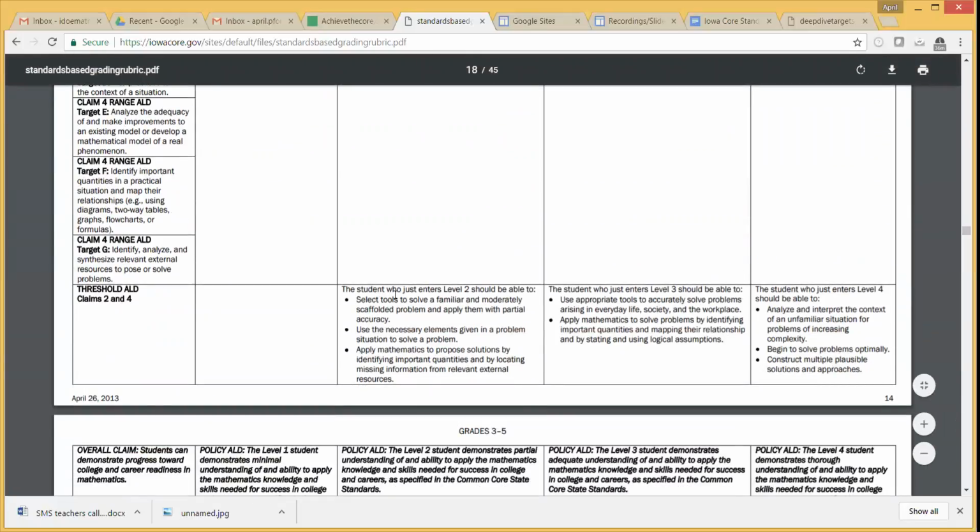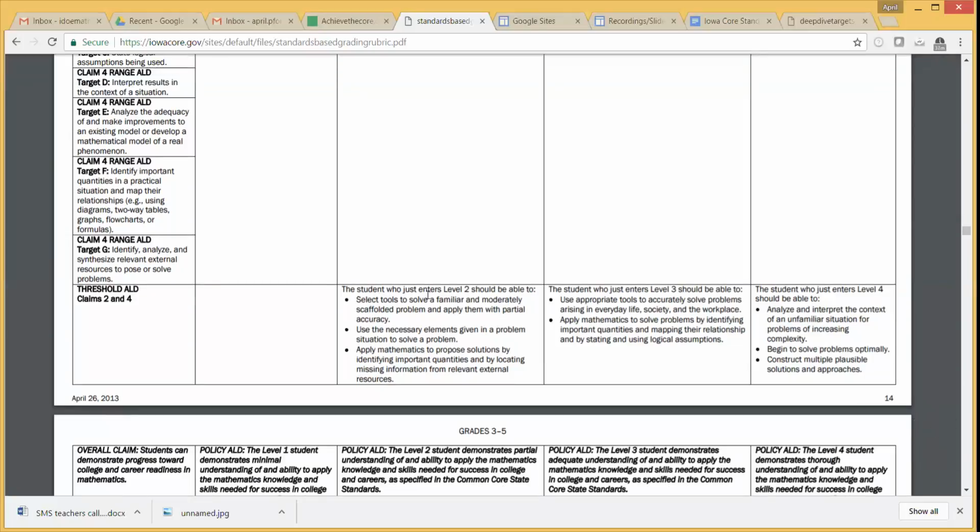So it says students who are just about to enter level 2 should be able to do these skills. A student who enters level 3 should be able to do these skills. And these are not content things, right? These are skills that are around that problem solving. Okay, and students that enter level 4 should be able to do these.